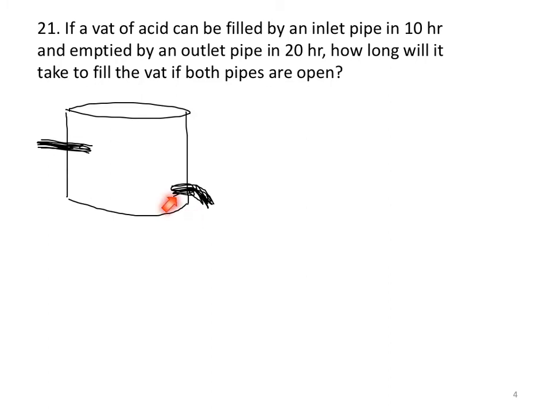So what it's saying is, if this were closed, this would fill in 10 hours. If there was nothing coming in, this would empty in 20 hours. But what if they're both going? What if stuff is coming in and acid is also going out? So what you would say here is 1 over the time it takes to come in, minus 1 over the time it takes to leave, equals 1 over the total time if both were open.